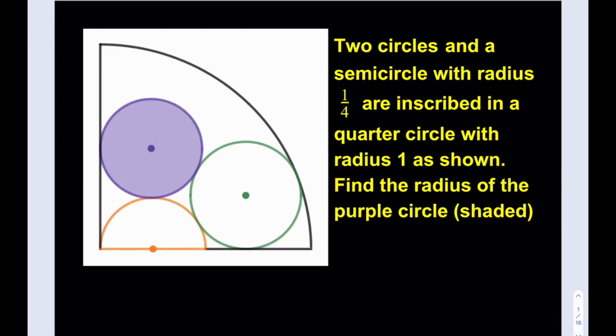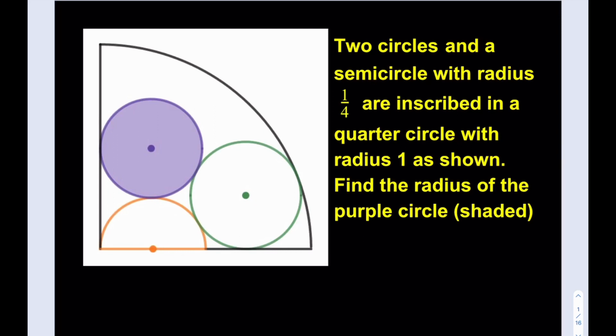Hello everyone. In this video we're going to be solving a geometry puzzle. Two circles and a semicircle with radius 1/4 are inscribed in a quarter circle with radius 1 as shown. Find the radius of the purple circle which is shaded. Awesome. At this point, if you want to, pause the video and just give this problem a try.